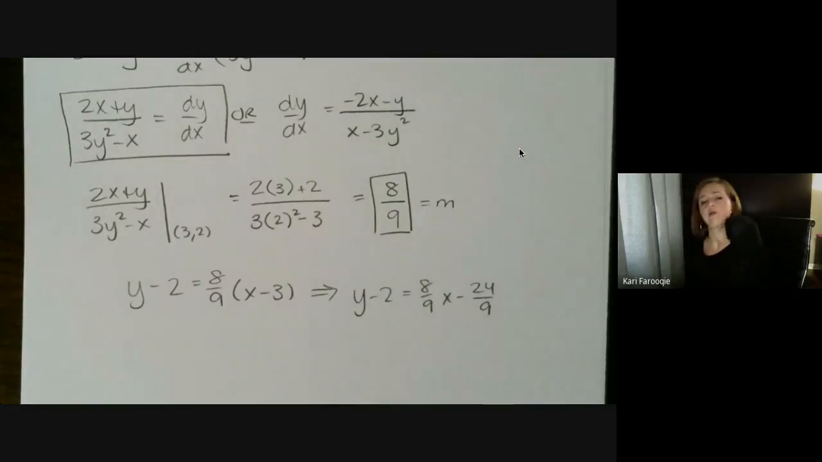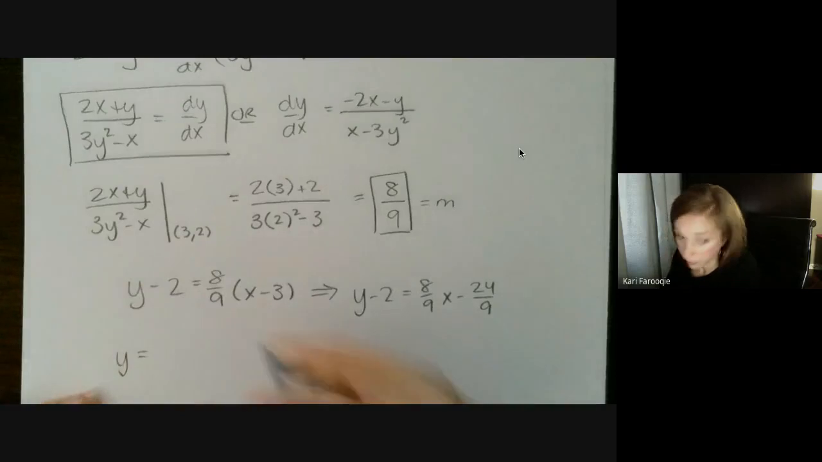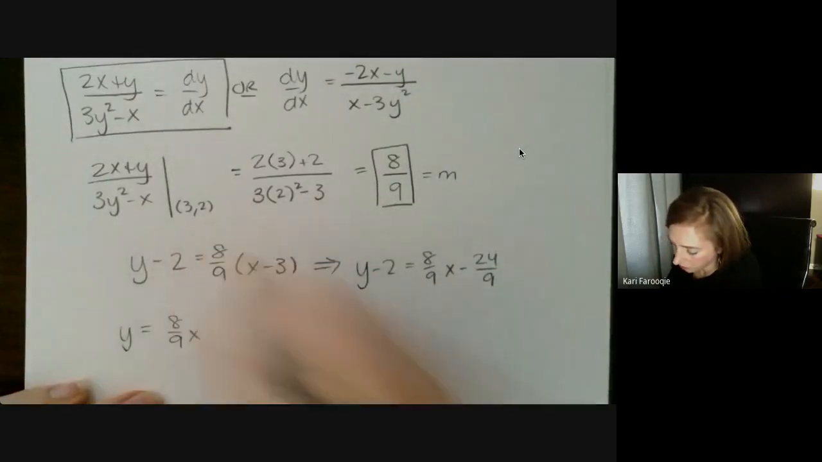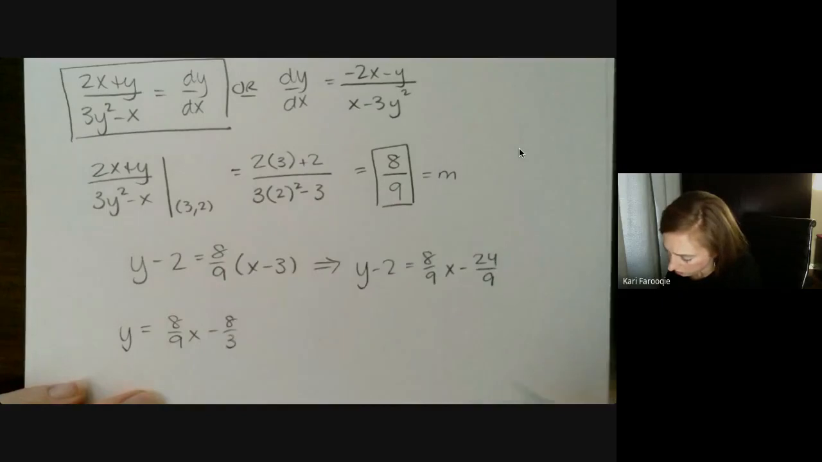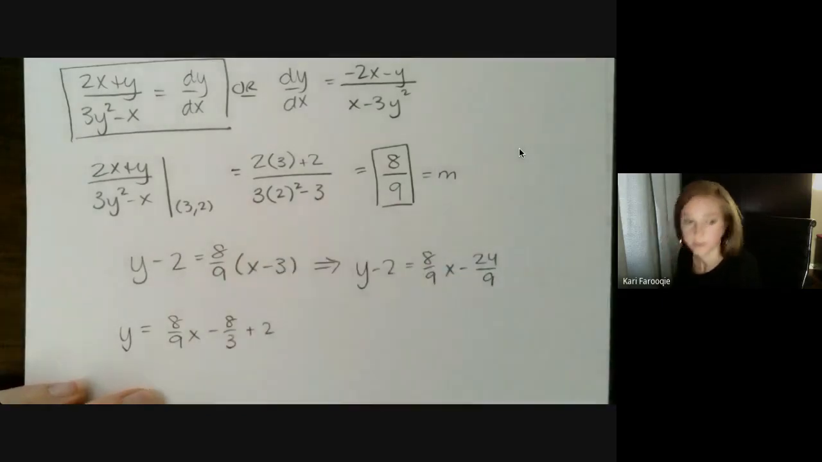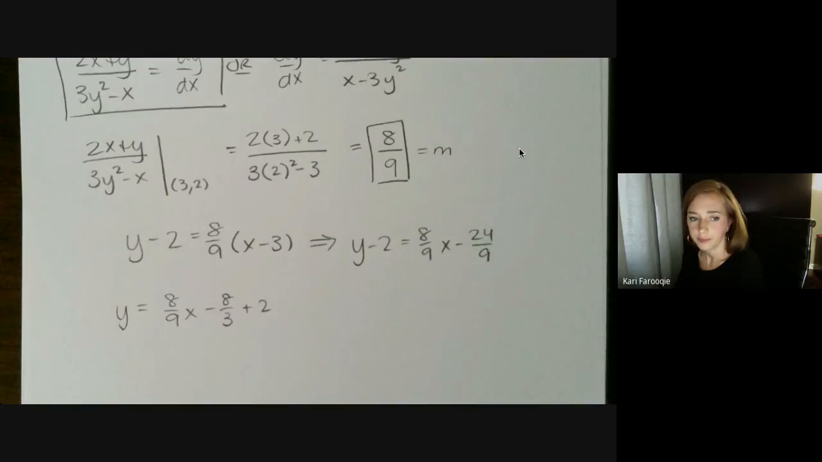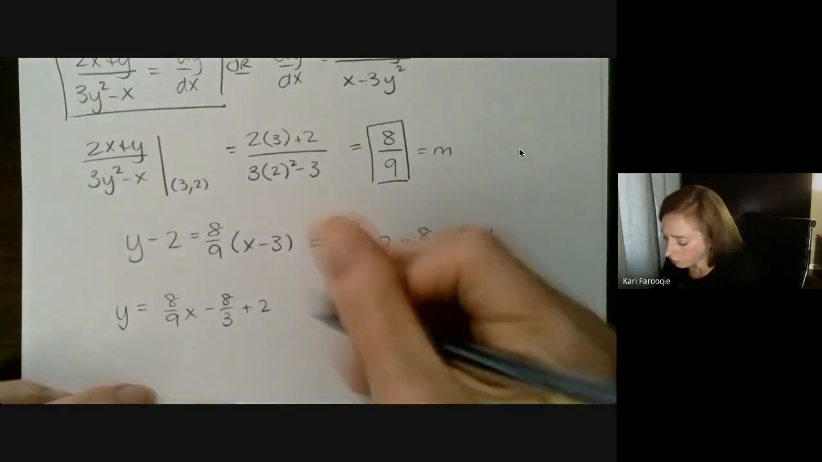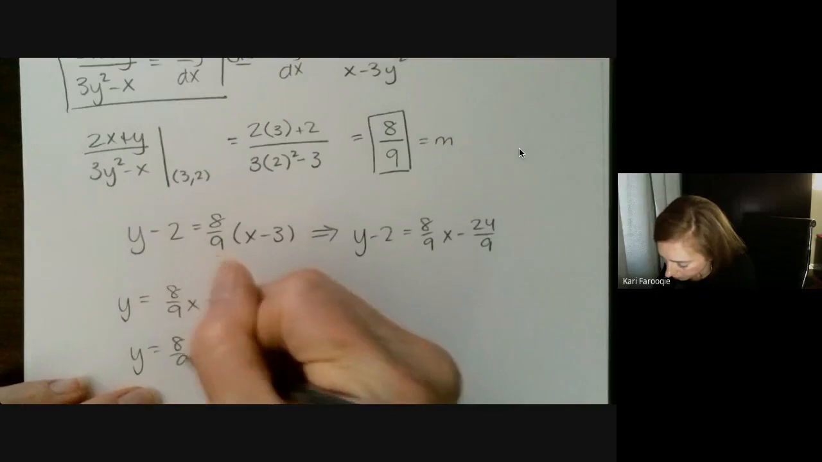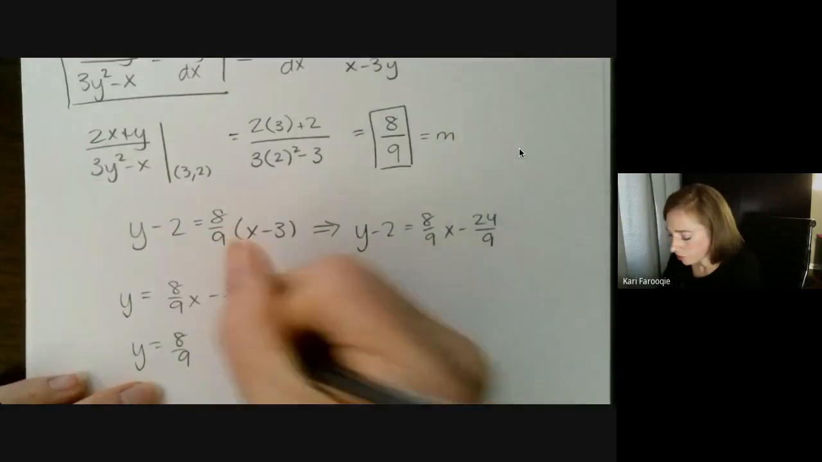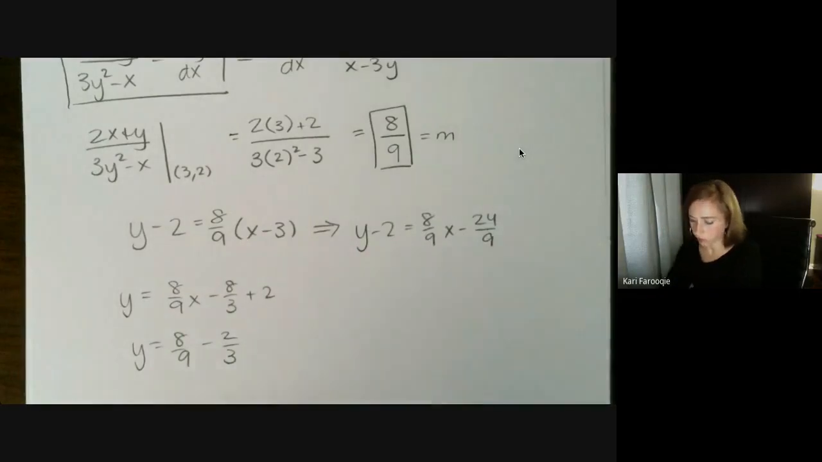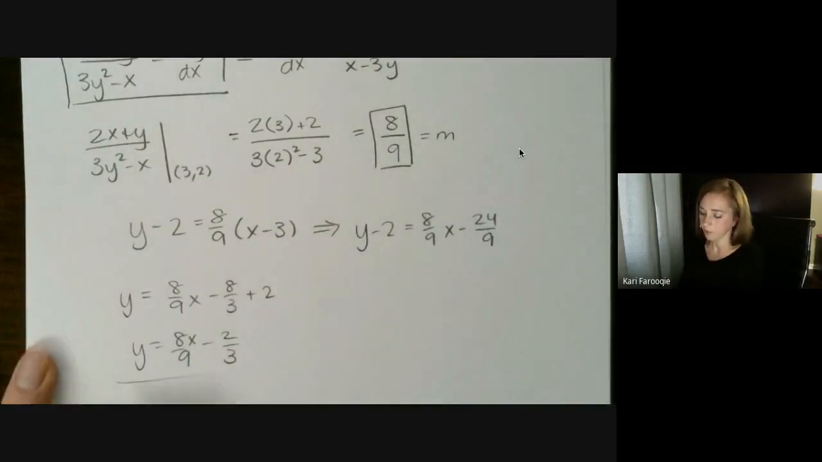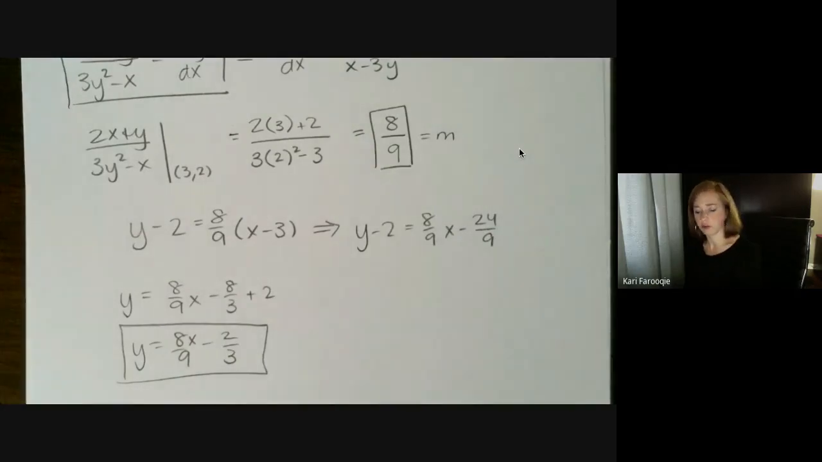By the way, 24/9 we can reduce as 8/3. So all right, y equals 8/9 x minus 8/3 plus 2. And 2 is just 6/3. So minus 8/3 plus 6/3 is minus 2/3. So I don't want to forget my x. And that's the equation for the tangent line for this graph.